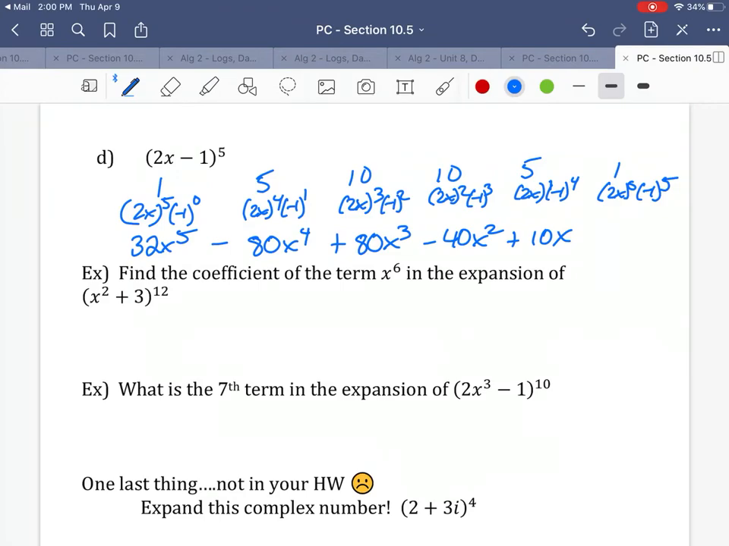All right, and then finally I have negative 1 to the fifth, so that's a negative 1. 2x to the 0 is positive 1, so I basically just get a negative 1 right here. And that's the expansion of 2x minus 1 to the fifth. And that way you don't have to sit there and FOIL it out, which would take a lot longer.